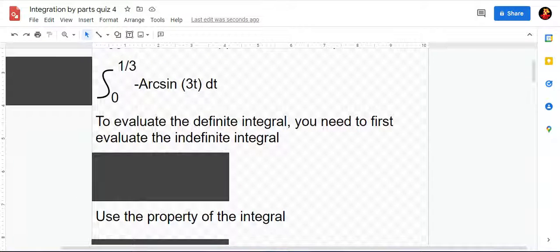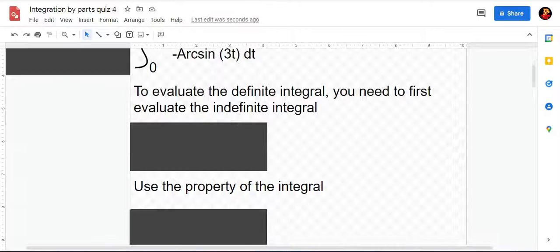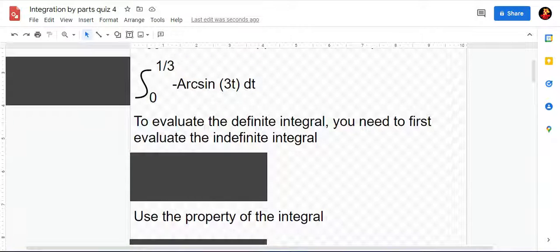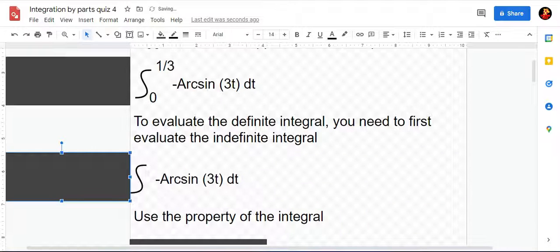To evaluate the definite integral, we first need to evaluate the indefinite integral. So what we're going to do is give our little integral over here a haircut. It might be more of a buzz cut, because now he has no more hair.